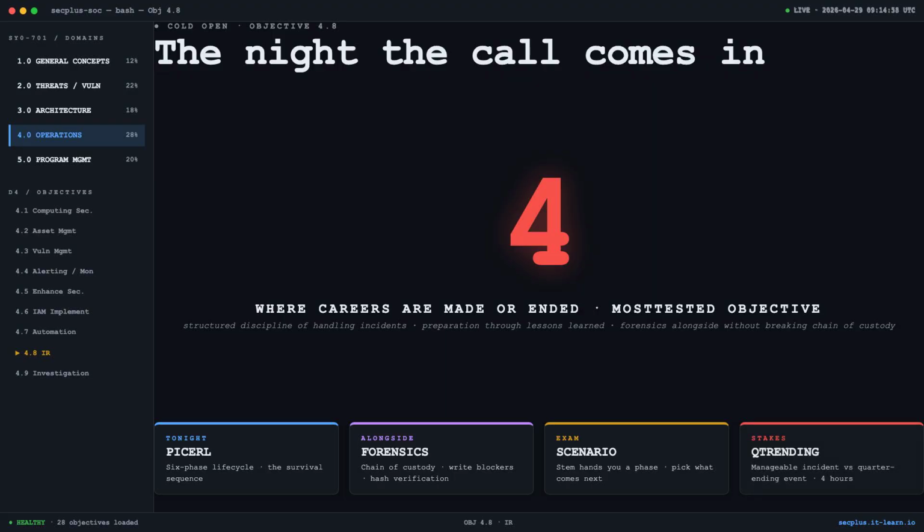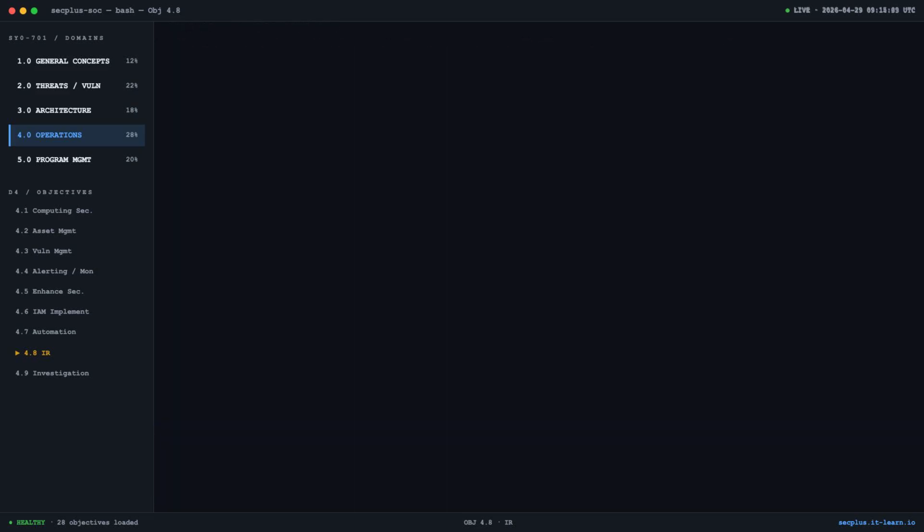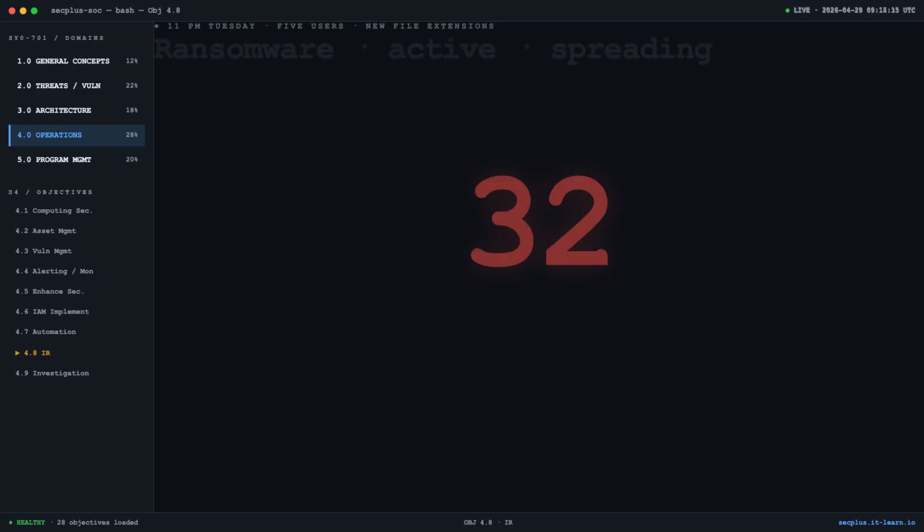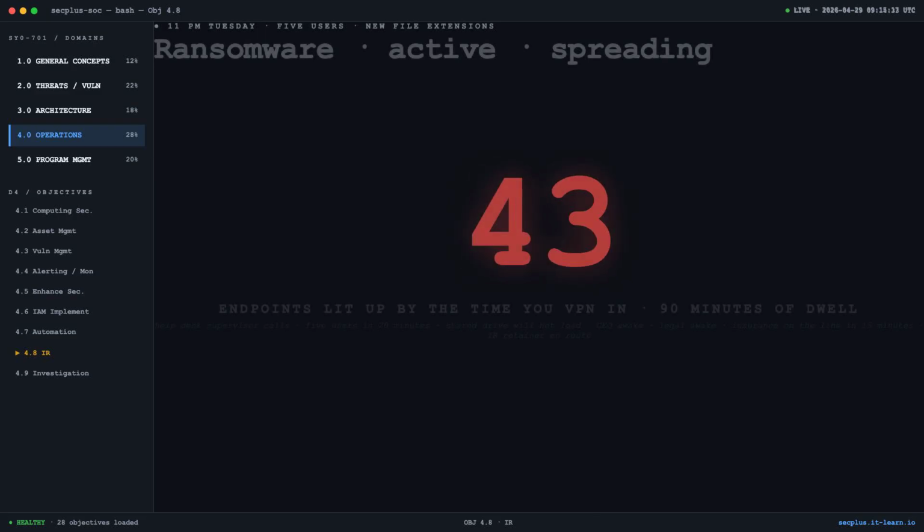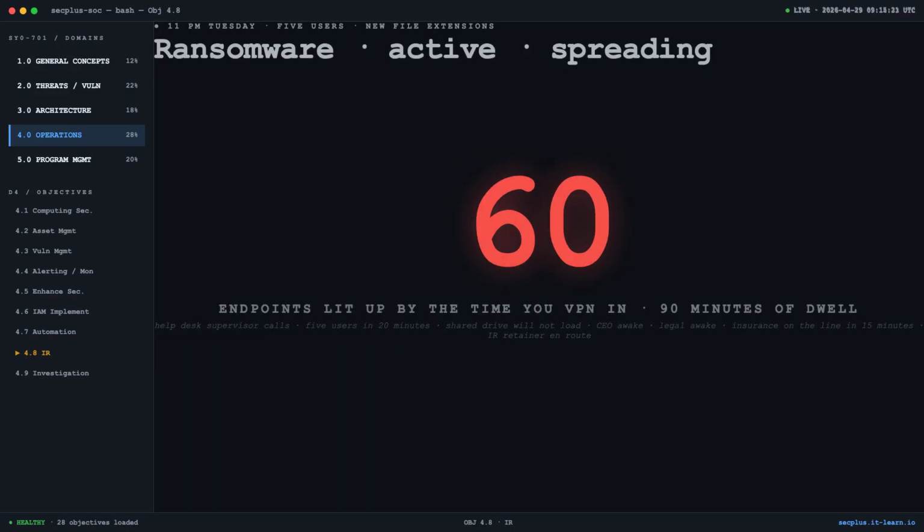Picture this: 11 p.m. Tuesday. The on-call phone rings. The voice on the other end is the help desk supervisor, and her tone tells you this is not a routine call. 5 users have called in the last 20 minutes saying they cannot open their files. The files have new extensions, the shared drive will not load. The first user reported it 90 minutes ago, and the ticket sat in the queue. By the time you get to your laptop and VPN in, 60 more endpoints are showing the same symptoms.